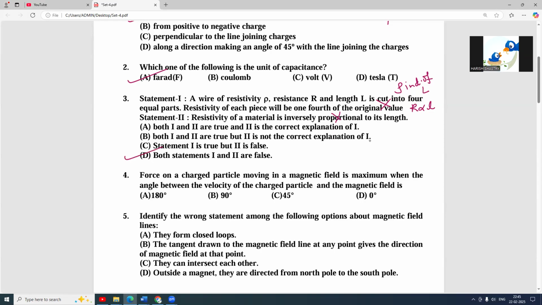Force on a charged particle moving in a magnetic field is maximum when the angle between velocity of the charged particle and magnetic field is... F is equal to Q into V cross B. That is the formula. If you want to write the magnitude, then F is equal to QVB sine theta. And you know that cross product is maximum when theta is 90 degrees, sine 90 is 1.